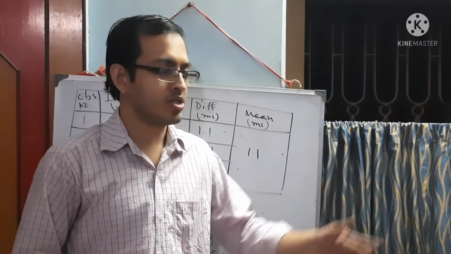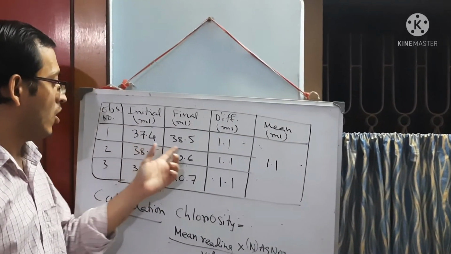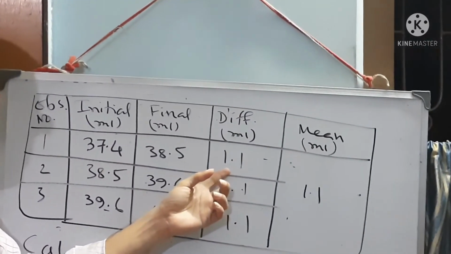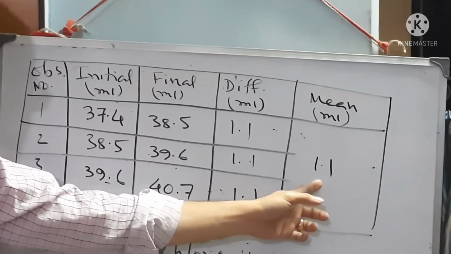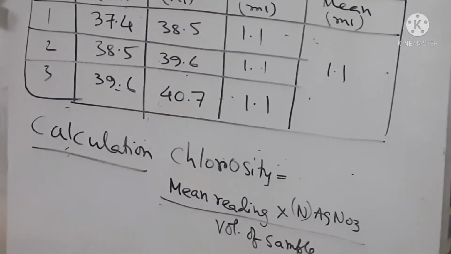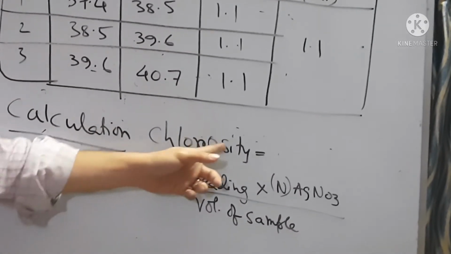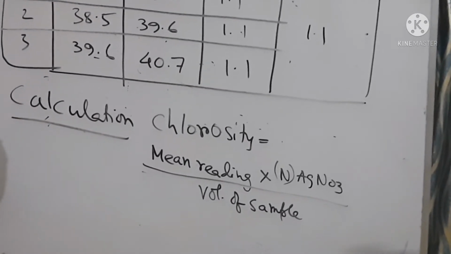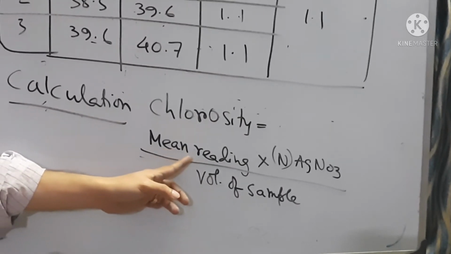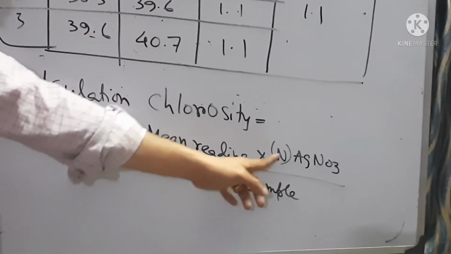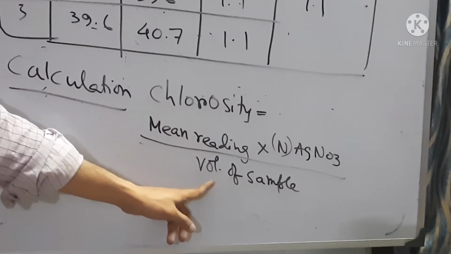From our titration, we got a difference of 1.1. The 3 titration values show the mean reading of 1.1. For the calculation, for salinity estimation, first we have to do chlorosity. How can we calculate that? Chlorosity is equal to mean burette reading into normality of silver nitrate, all divided by volume of sample taken.